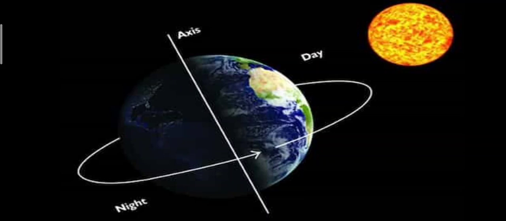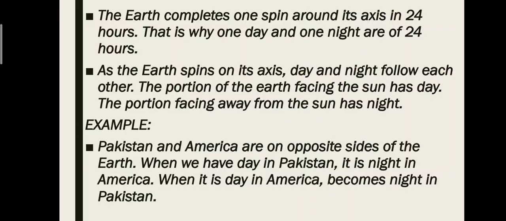As you can see in the diagram, the sun is on one side, and that portion of the earth which is facing the sun is bright and has daytime. But on the other hand, that portion of the earth which is not facing the sun is dark, so it has the nighttime. Now let me give you the whole explanation on this topic.